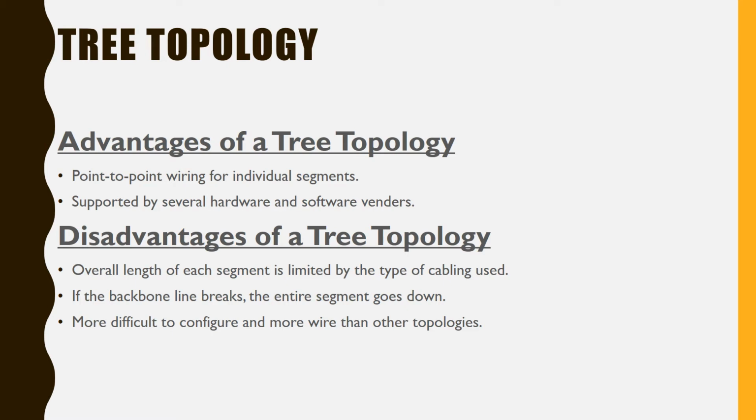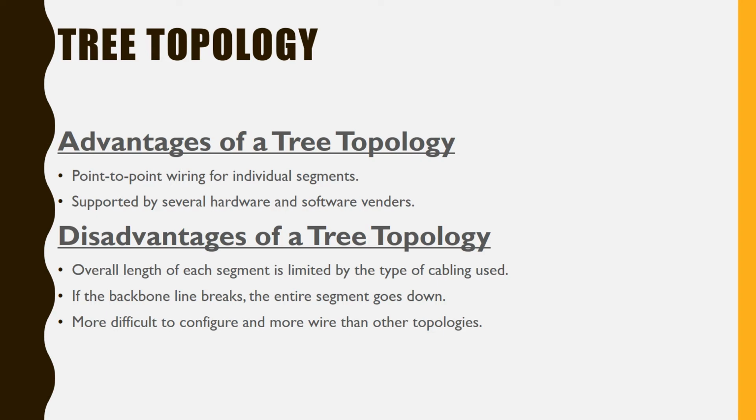Disadvantage of this topology: overall length of each segment is limited by the type of cabling used. Now the major disadvantage of this topology is that you cannot change the type of cabling that you are using in a network. That means if the existing network is using an STP cable, then you cannot use a coaxial cable for the new expansion of this network. That means the whole of the cabling of this network should be done with a single type of cable.